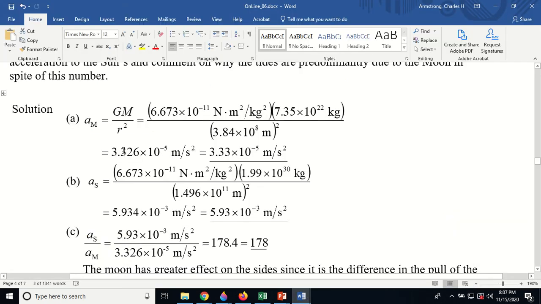So we get the acceleration due to gravity at the surface of the Earth due to the moon, not due to the Earth, is only 3.33 times 10 to the minus 5 meters per second squared. Way less than what it is due to the Earth, so we don't even notice it. Due to the Earth, obviously, it's 9.8 meters per second squared. Here we're talking, I'm sorry, 3.33 times 10 to the minus 5. Okay, B.